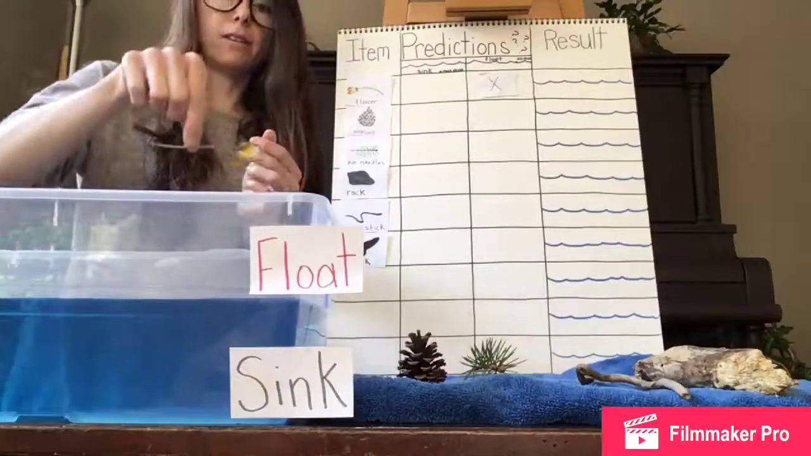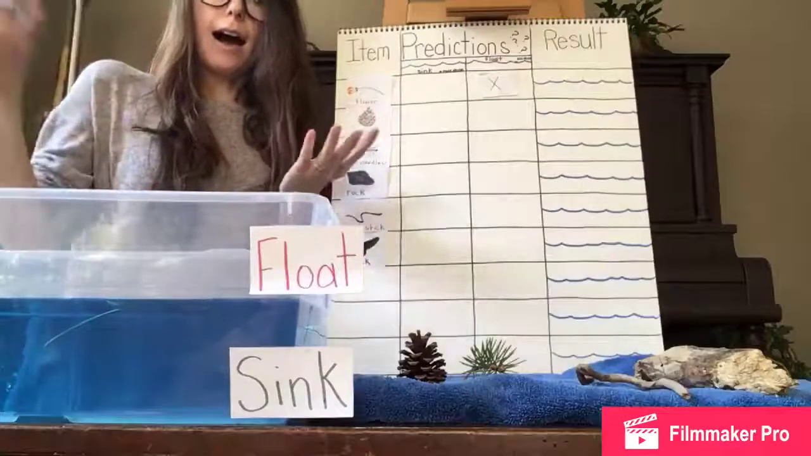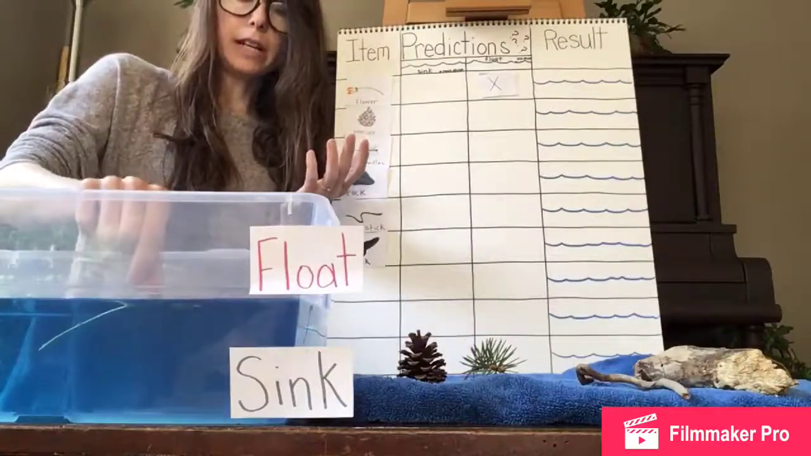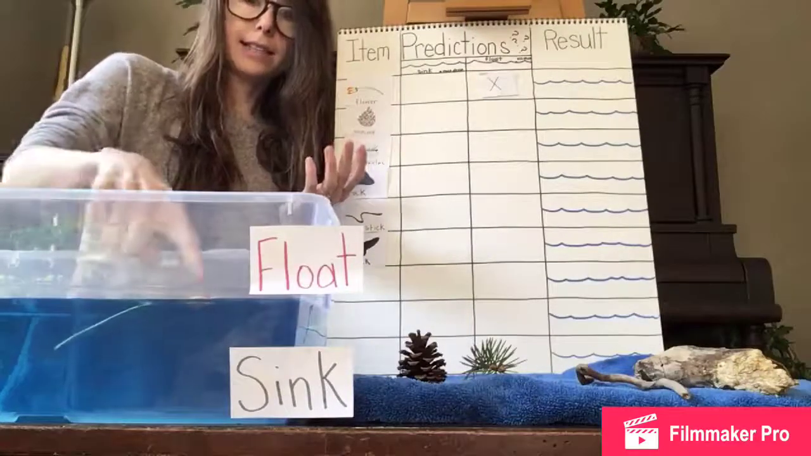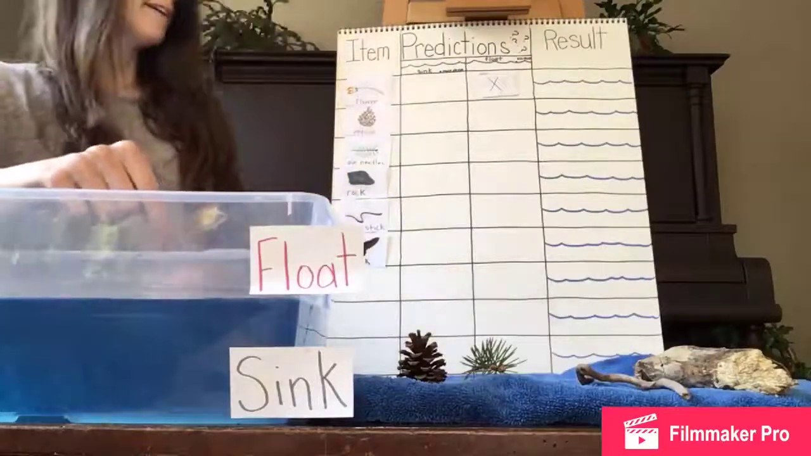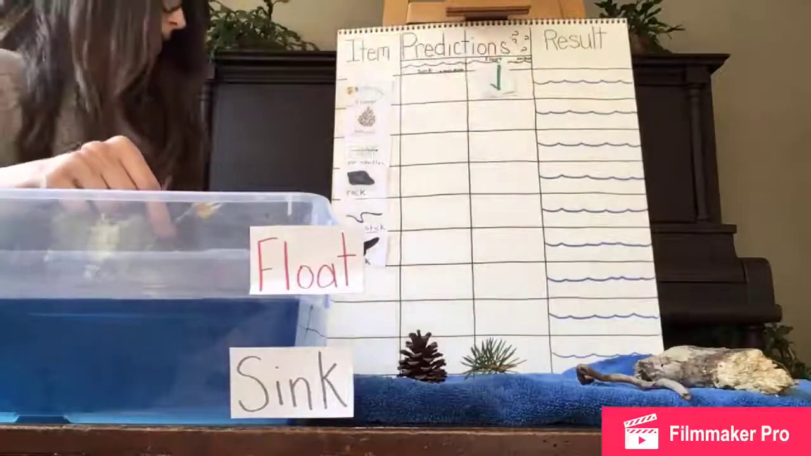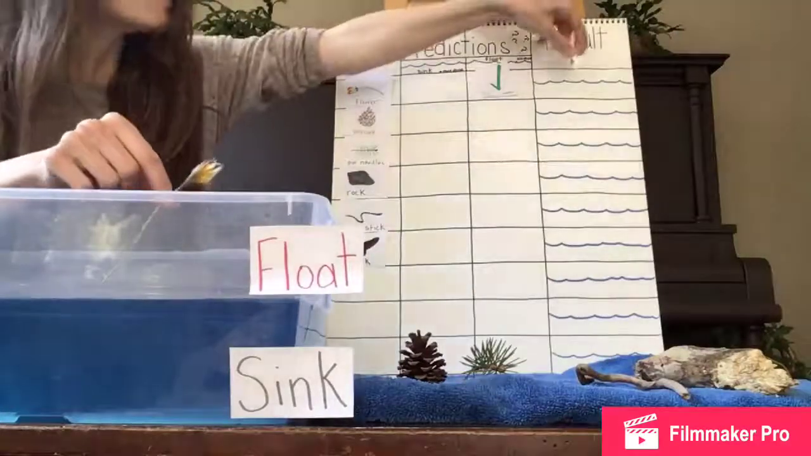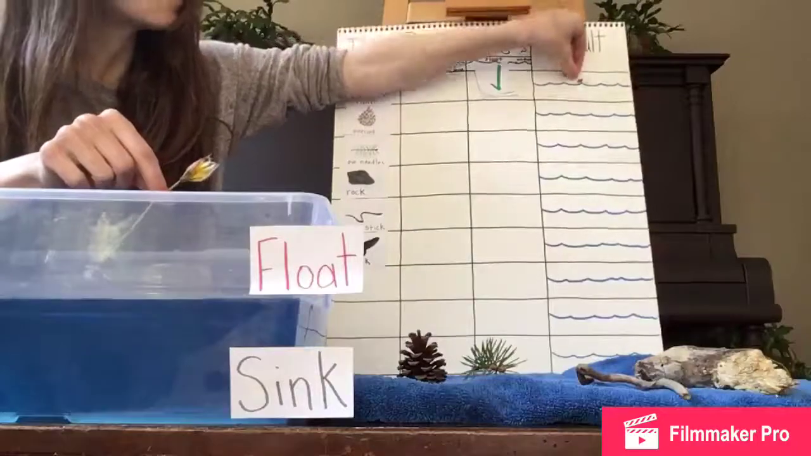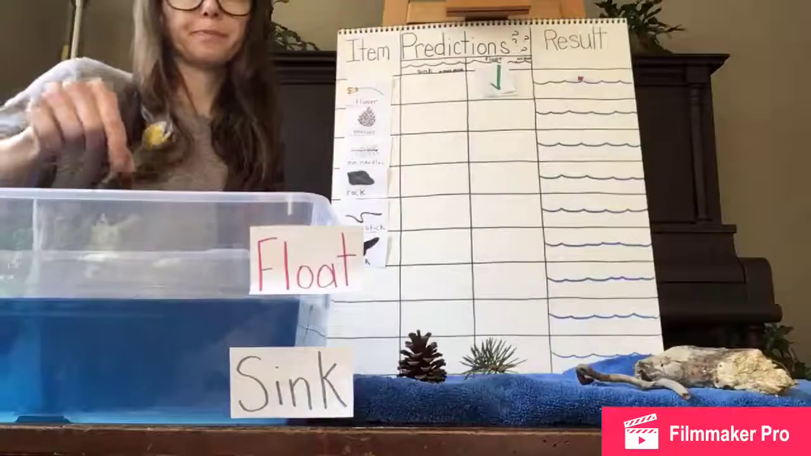Let's test it out. 1, 2, 3. Hey, it's floating. I can see it in the water there. Oh, we were right. It floated. We'll show it on the water here to say this was our result. That means the outcome that happened.